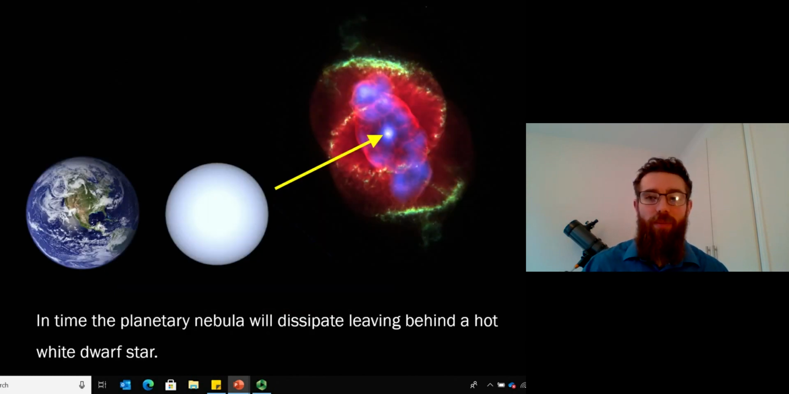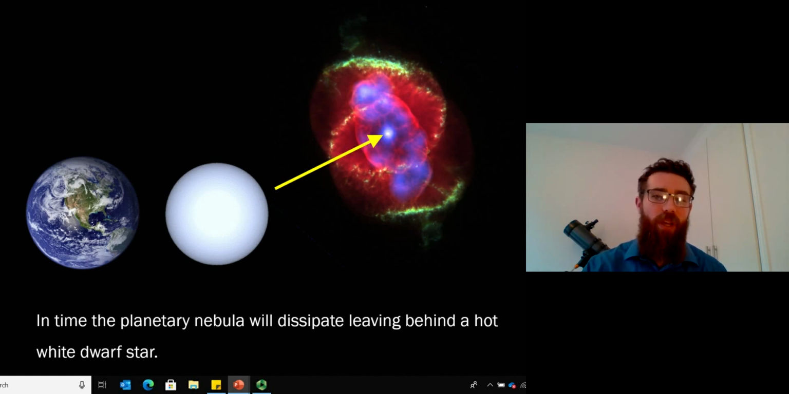Now, in time, that planetary nebula will actually dissipate. So all that material, the envelope around it, is going to dissipate and disappear, and you'll be left with a very hot, small white dwarf star at the center. So these white dwarfs are essentially the central core of these red giant stars. The rest of the material has been lost into space.